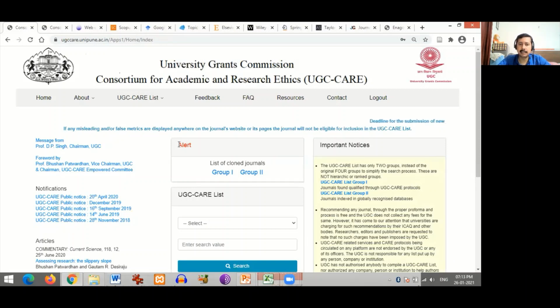Also, there is an alert. Please notice that there is an alert. There is a list of cloned journals. Journal cloning is a menace in scholarly publishing. Journal cloning means a journal which duplicates the name of another reputed journal for attracting authors. This is a fraudulent practice. This should be discouraged. To help authors identify cloned journals, UGC Care has prepared a list of cloned journals.